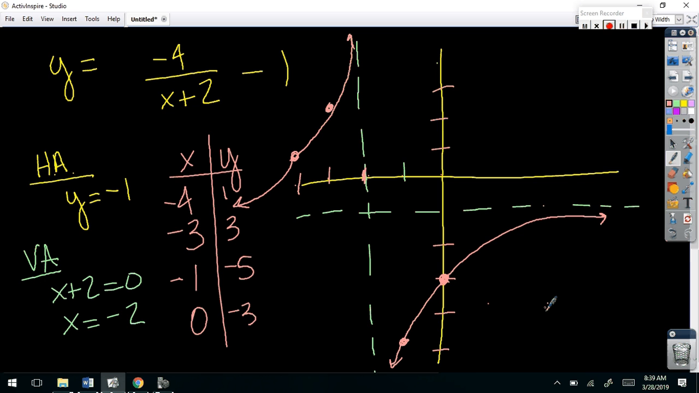All right, let's talk about the domain. So domain is X and it's left to right, correct? You look at the graph as a whole.